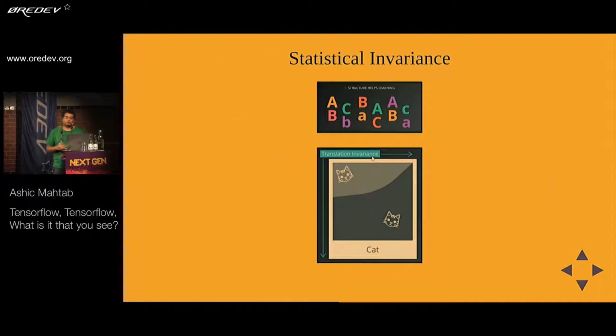So the reason for convolutional neural nets starts from the fact of, say, statistical invariance. Sounds like a weird term, but what statistical invariance merely means is that if you know the structure of your data, then you can help your model learn better by not having to learn that it needs to ignore something.